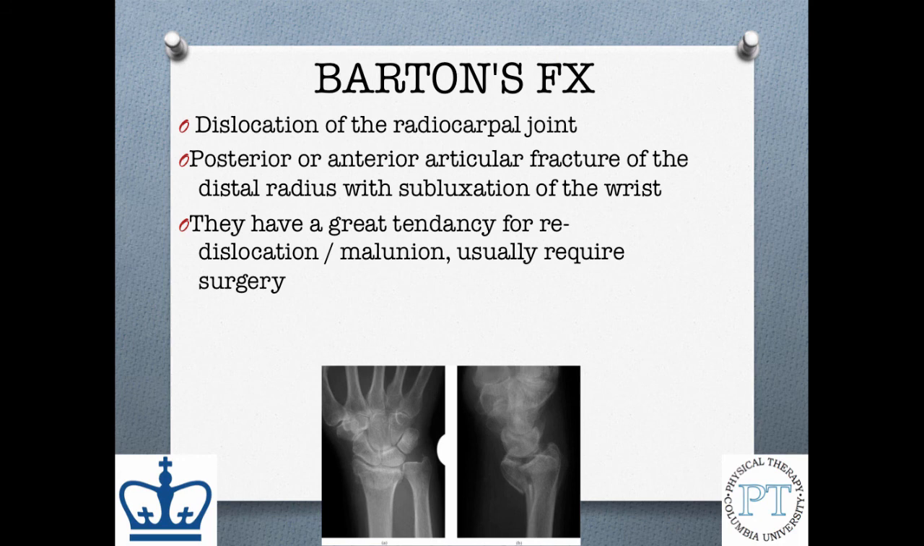A Barton's fracture is also a distal radial fracture, and that distal segment could either be dorsally displaced or anteriorly displaced, but what also occurs in a Barton's fracture is that there's also subluxation of the wrist. These individuals have a great tendency for redislocation, and they usually require surgery.